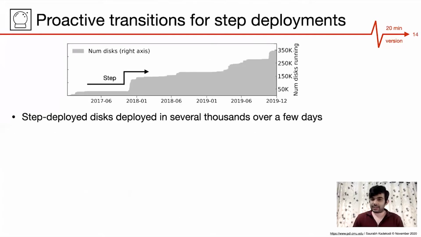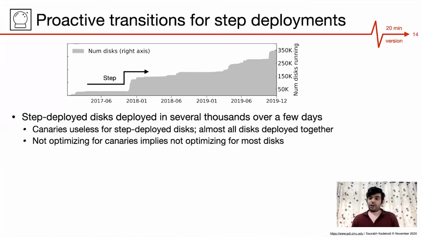For step deployed disks, Pacemaker has a different approach. So unlike trickle deployed disks, step deployed disks are deployed a few thousand at a time. The canary disk logic cannot be used for step deployed disks because most or all of the disks are deployed together. And if we were to treat all of them as canaries, essentially there would be no disks left over, or very few left over, to make it worth all the redundancy transitioning effort for the space benefits that we will achieve.